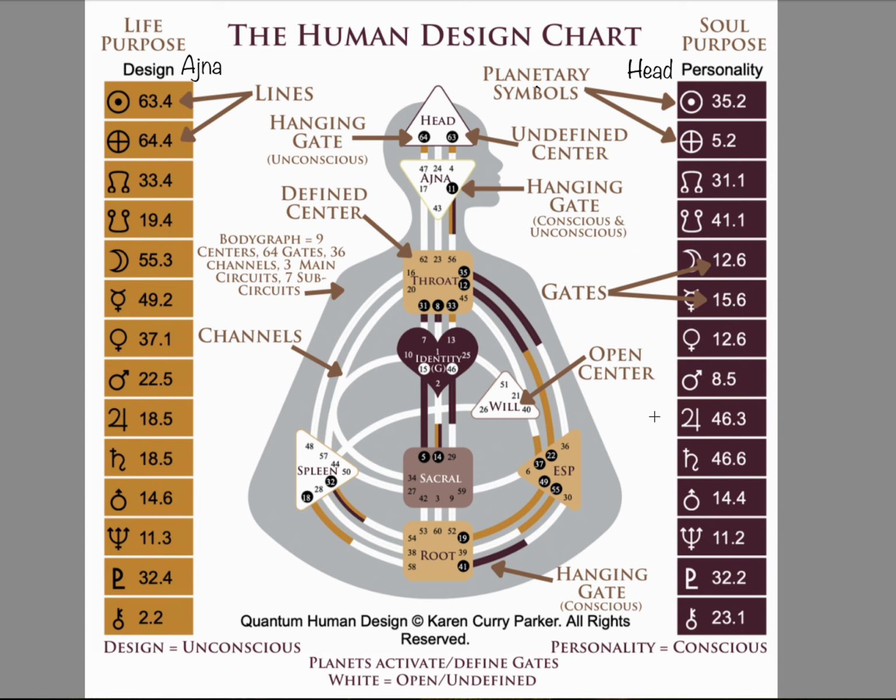And then if you see one, so this particular gate 14, it's half gold and half maroon. So that means there's a gate 14 here. It is right here. That is Neptune, I think. No, it's Uranus. So we've got a conscious Uranus gate 14.